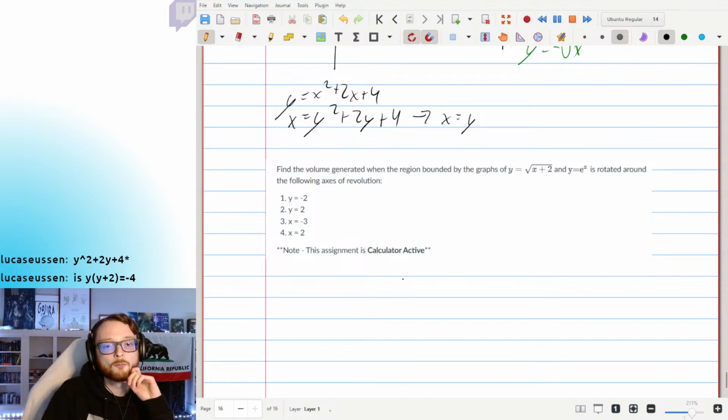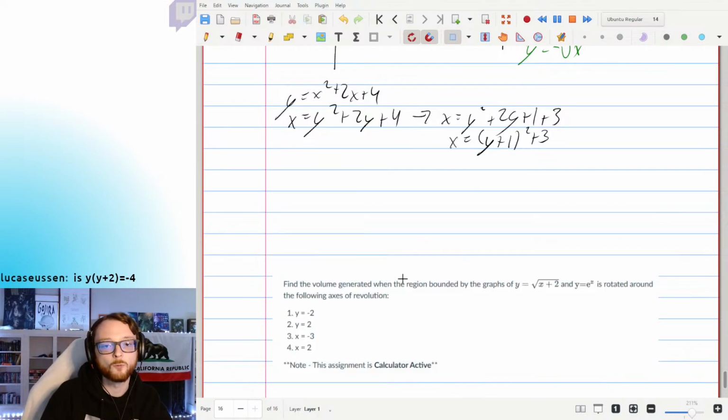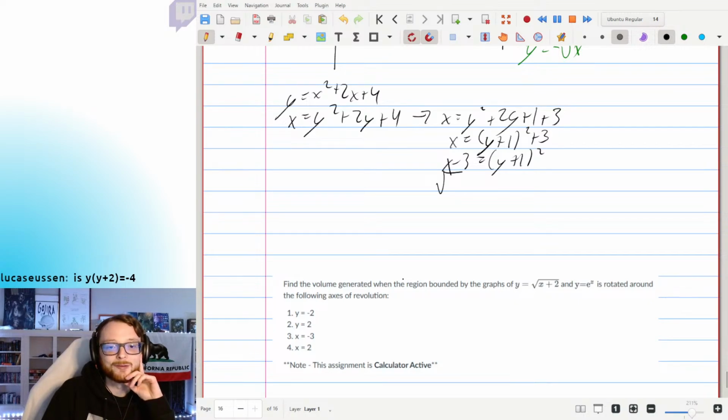So I'm going to say that 4 is the same thing as 1 plus 3. And this bit in here is a perfect square. And this is in a form where it's easier to solve for y because you subtract the 3 over, square root each side, which introduces the plus or minus.